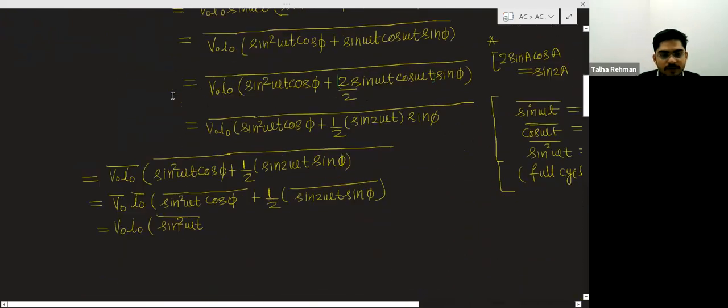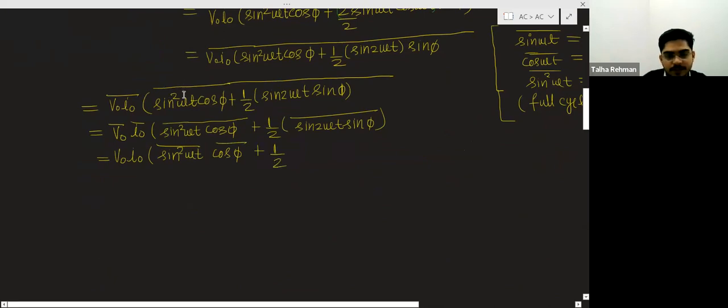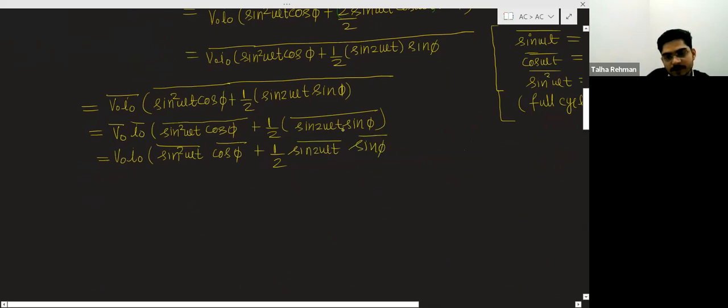For full cycle, and this is cos phi bar. Plus half, and this bar will be distributed on sin 2 omega t. So this is sin 2 omega t, and this is bar, and this is sin phi, and this is bar. Now this is V naught, this is I naught.